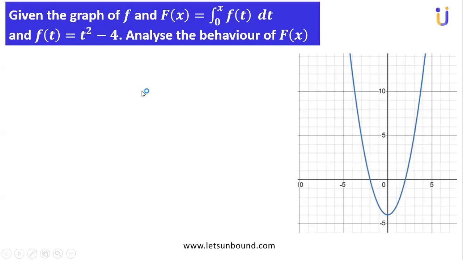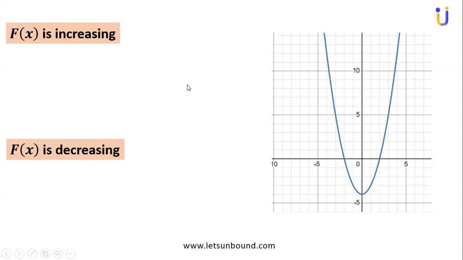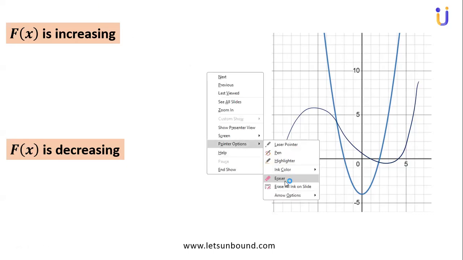Now let's see a simple problem here. Given the graph of f, and capital F of x is the integral from 0 to x of f of t dt, and f of t is also given, analyze the behavior of capital F of x. Okay, this is what? F. And capital F of x is the accumulation function. Like, the accumulation function is not shown here. If it's given, I will say, okay, if your accumulation is like this, I will spot it. But how can I interpret?